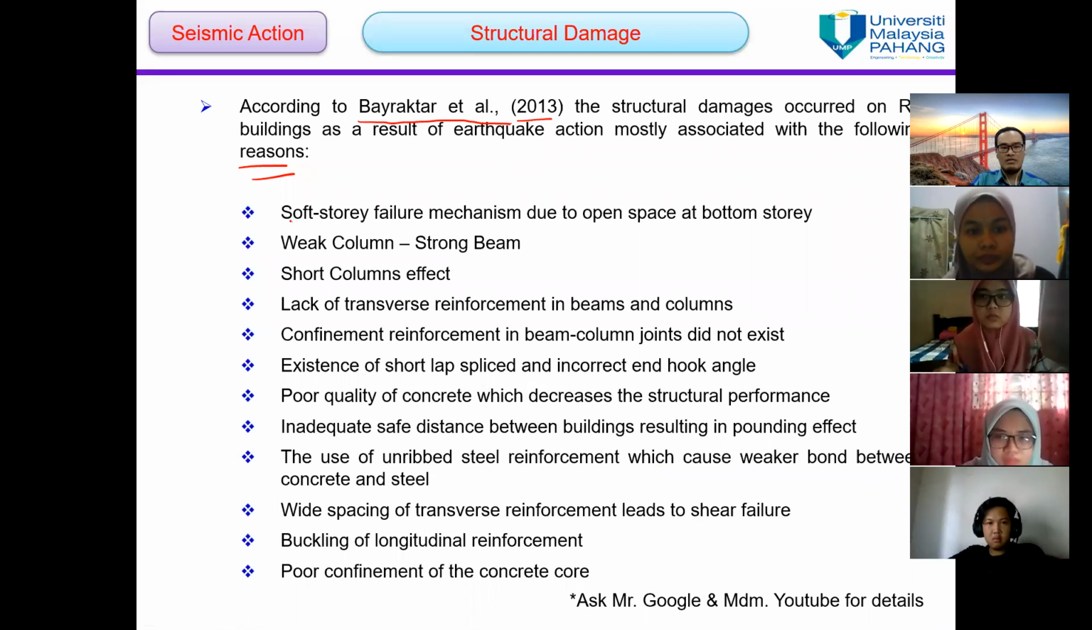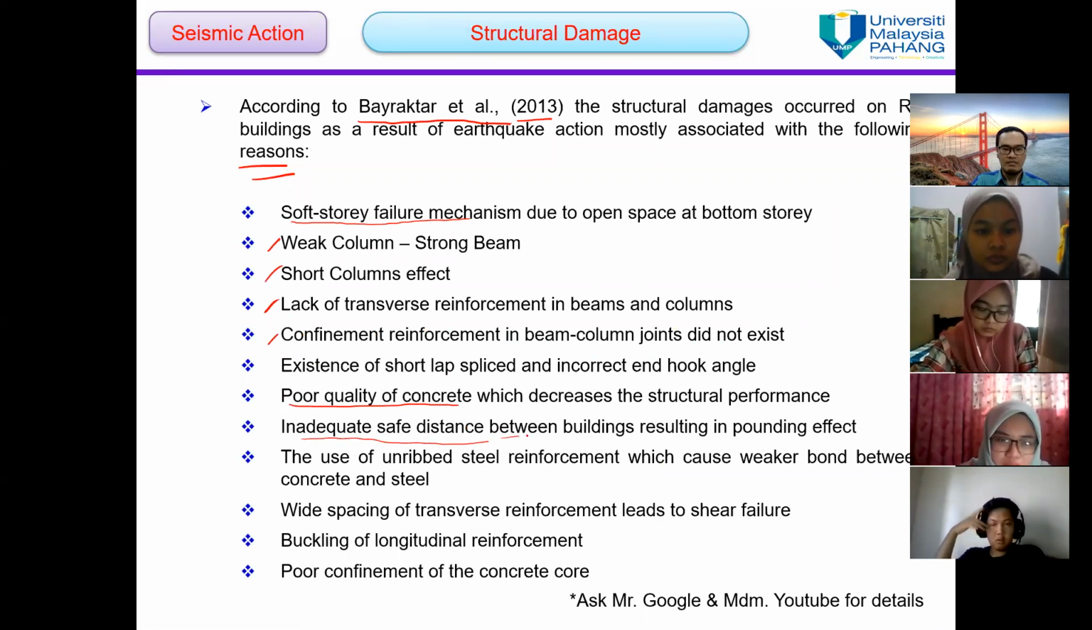Okay, which is the soft story failure mechanism, the weak column strong beam, short column effect, lack of transverse reinforcement in beams and columns, confinement reinforcement in beam column joint did not exist, existence of short lap splice and incorrect end hook angle, maybe also the poor quality of concrete, inadequate safe distance between buildings resulting in pounding effect.